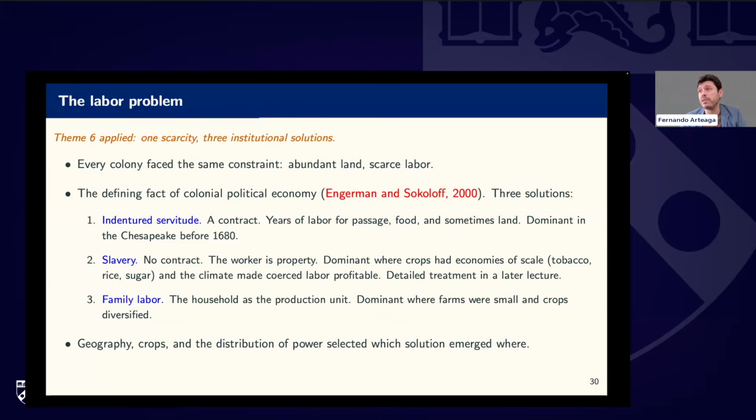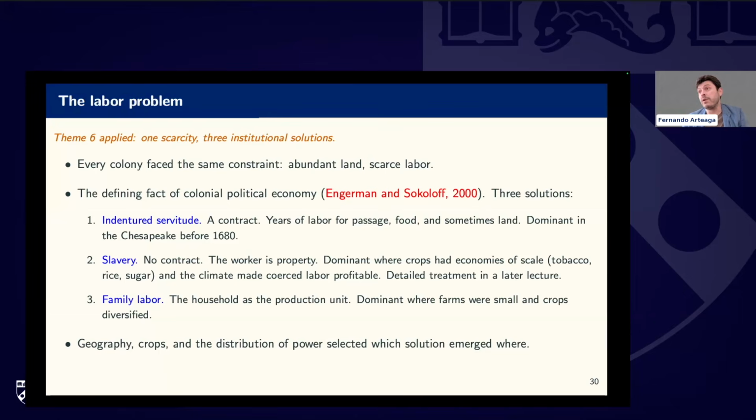What is indenture servitude? It's mostly the fact that imagine that you are an Englishman in the 17th century and you want to migrate to North America. Of course, you cannot pay for that. But what you do is basically say, I will not pay that, but if you lend me funds, I will work for you for a couple of years. That is indenture servitude. And that's, of course, some sort of coercive labor.